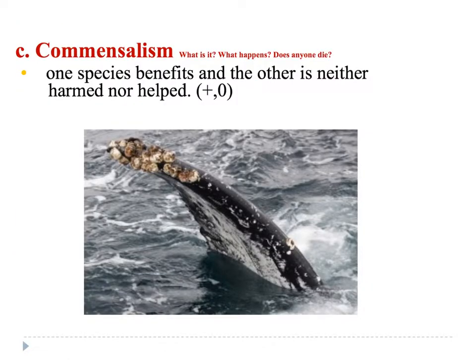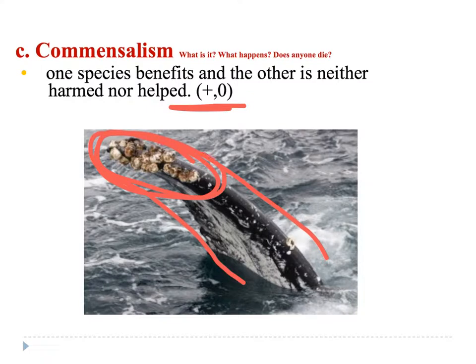All right, the next one we have is commensalism. So what is it? What happens? Does anyone die? This is when one species benefits and the other is neither harmed nor helped. So we call it a plus-minus relationship. So here I have a whale fin. It has some barnacles growing on it. It's been considered commensalistic. Barnacles really aren't hurting the whale. Barnacles are definitely benefiting from being on the whale.